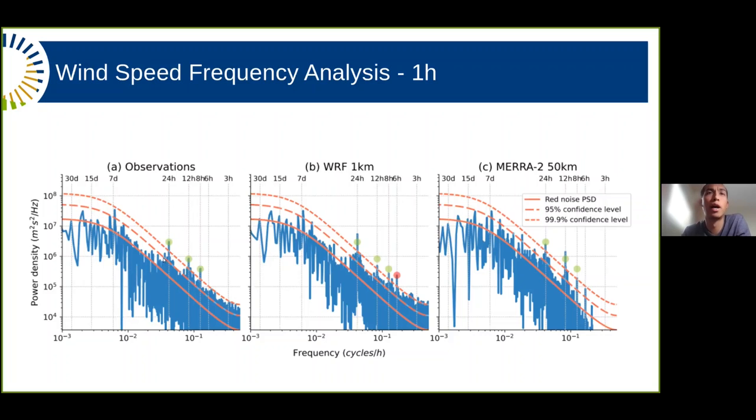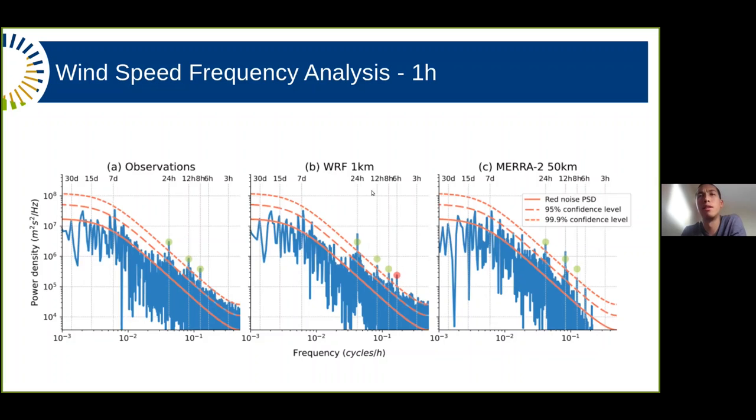For example, in the observations, we have an important daily component, which is 24 hours, then another component at 12 hours, and then the last component at 8 hours. These are marked with green spots, and in the next power density spectrums there are the same green spots at the same places as in the observations. So as we can see, there is a similar shape of the power density spectrums.